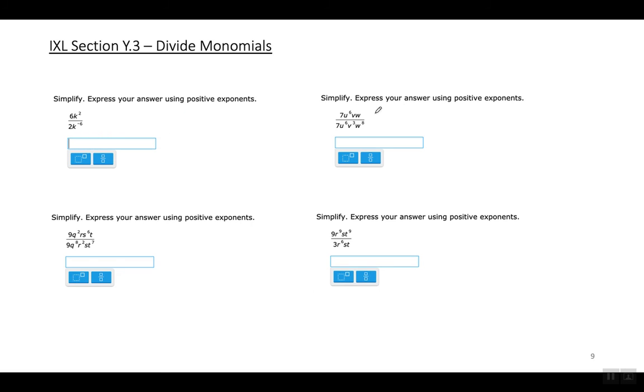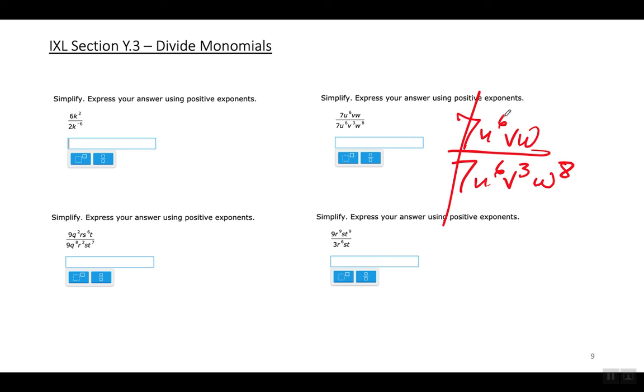All right, let's look at this one. 7u to the 6 VW over 7u to the 6 V to the 3 W to the 8. All right, let me give you another tip here. Okay, first of all, the 7's cancel out. The u to the 6th power cancels out because you got them on the top and on the bottom. Okay, now look, here's a little tip.